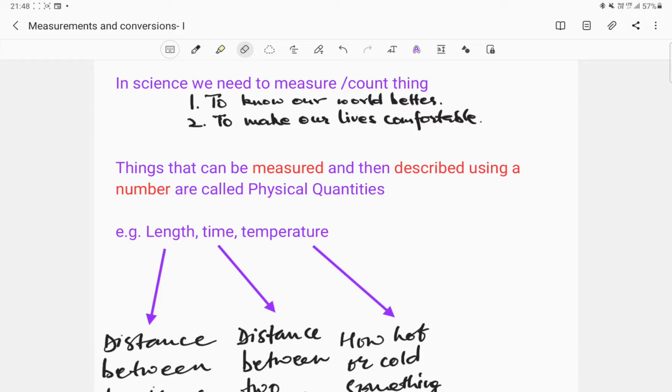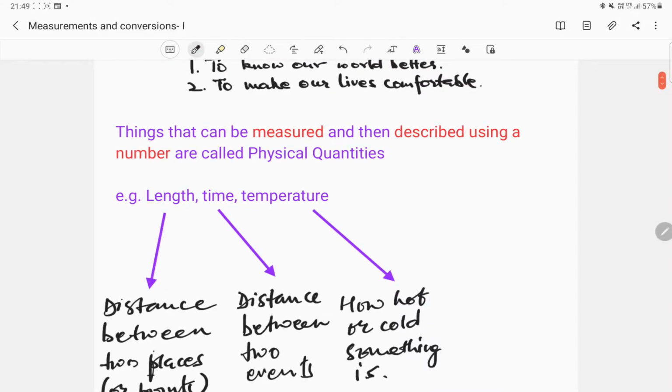Now, in science, the things that can be measured and then those things that can then be described using a number are called physical quantities. Anything that can be measured and then described using a number is called a physical quantity. Let me give you 3 examples. Now, length is a physical quantity, number 1. Number 2, time is another example of a physical quantity. Number 3, temperature is also an example of a physical quantity.